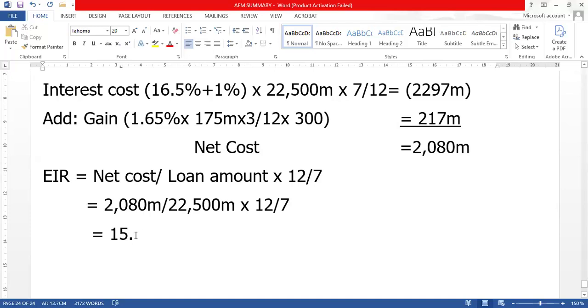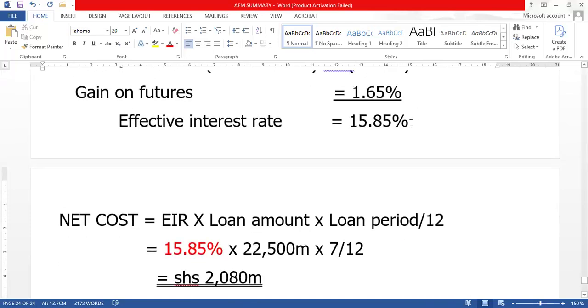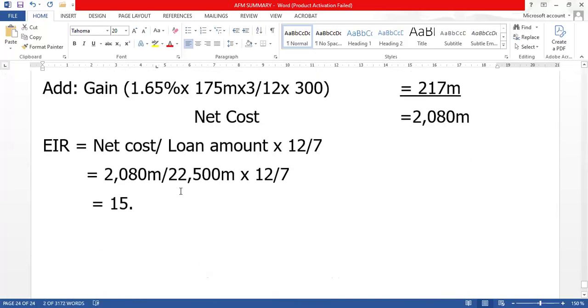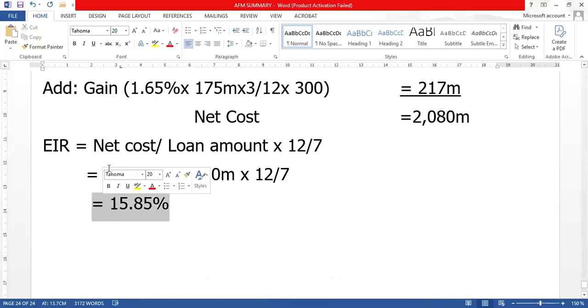So you must be getting the same answer like this. It is the same. So which approach is easy? The first one or the second? The second one. The second one is easy. The first one takes time.